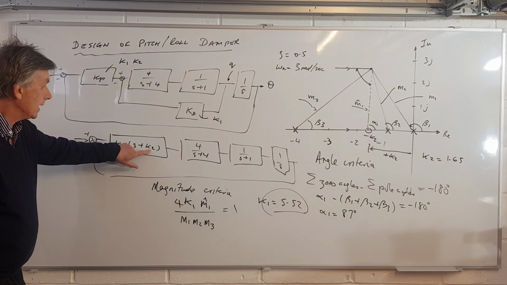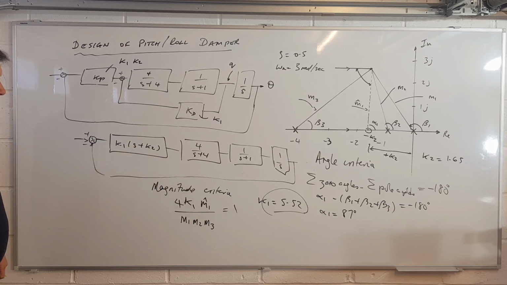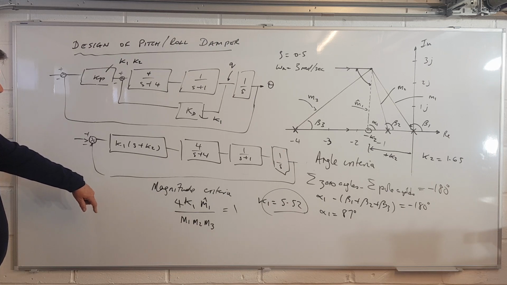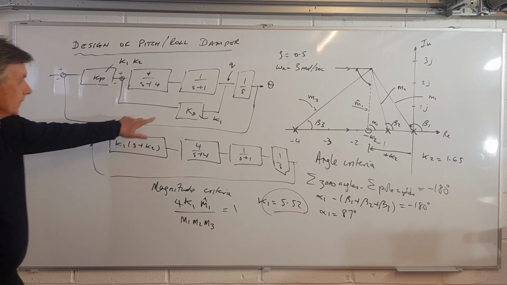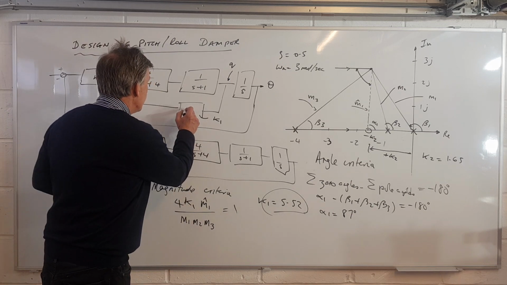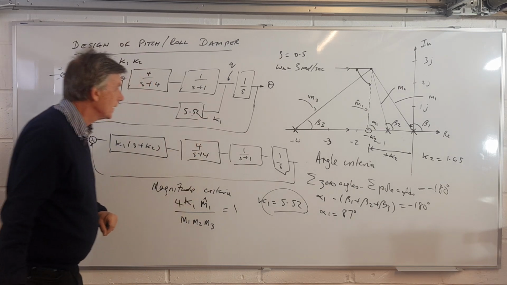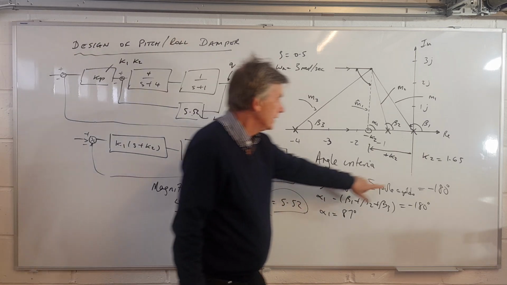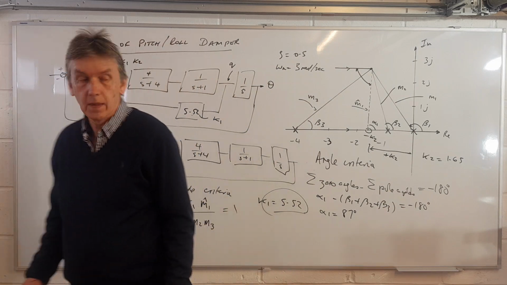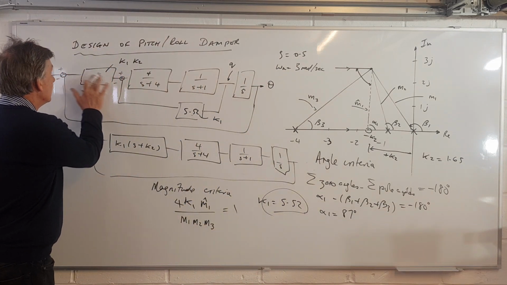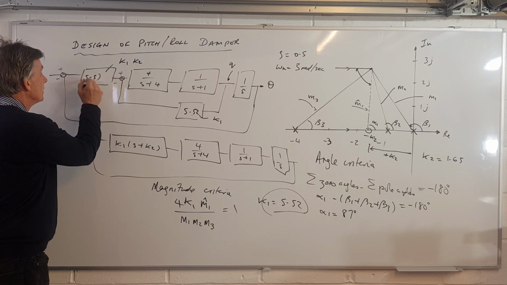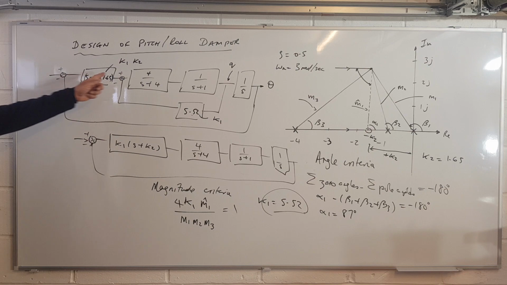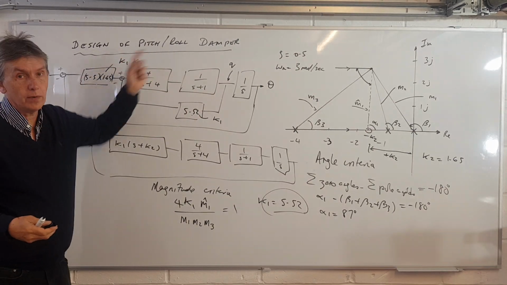That then defines K1 and K2 for us, and so K1 is in here, so this is going to be 5.52, and in here it'll be K1 times K2, which is 5.5 times 1.65. And then that gives us our final solution to the pitch or roll damper design.